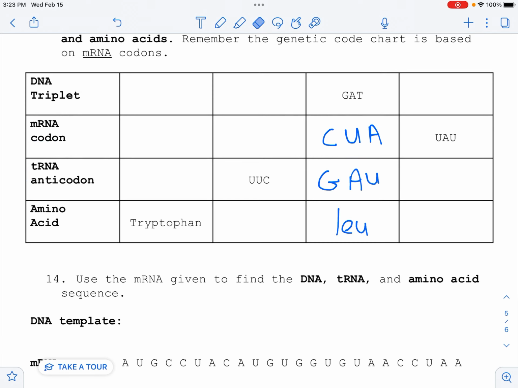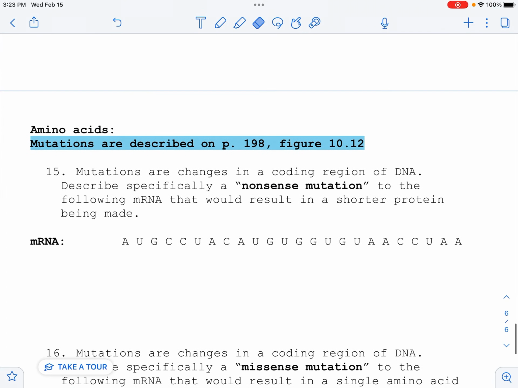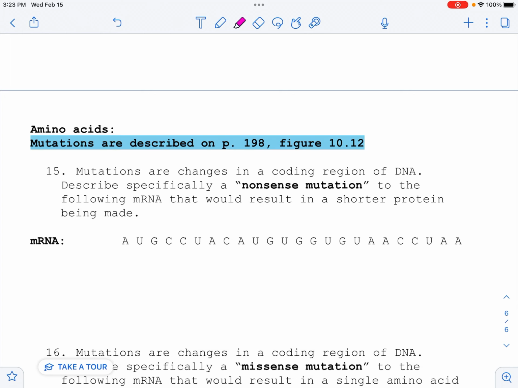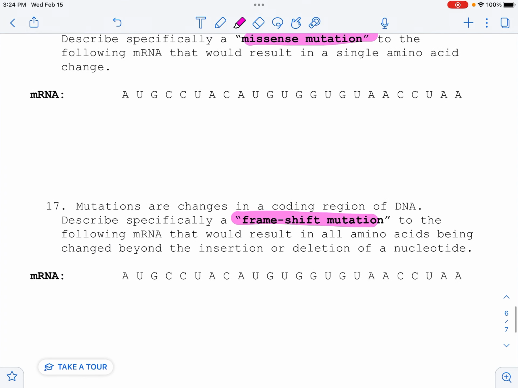I think that you should be now able to complete the rest of the worksheet. In class, I mentioned to people that if they didn't want to do the mutations part, that's okay, because we are going to have a separate lesson on mutations. So if you are going to do this part, you will probably need to reference page 198 in the book so that you can see what a nonsense, missense, and frame shift mutation are.